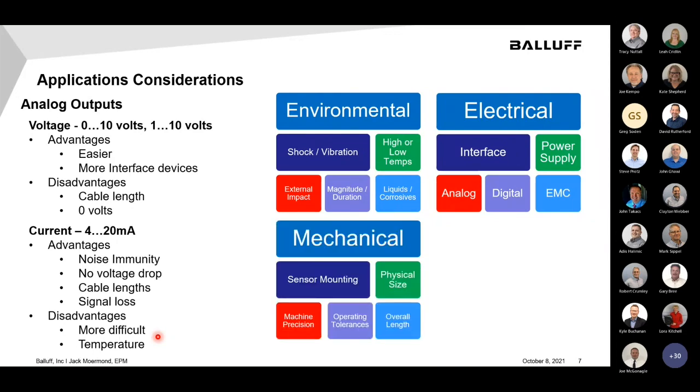Mechanically, how are they going to measure it? Physical size, the machine precision, the tolerances that the customer is looking for, and then the overall length, because the overall length is obviously going to drive what technology we go after. To me, the application drives the technology. So once we find out all this kind of stuff, then we can find out what kind of technology.